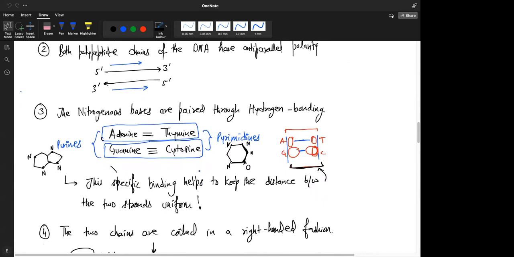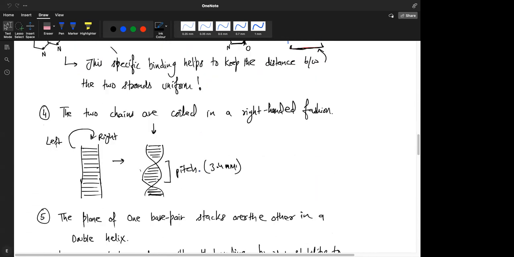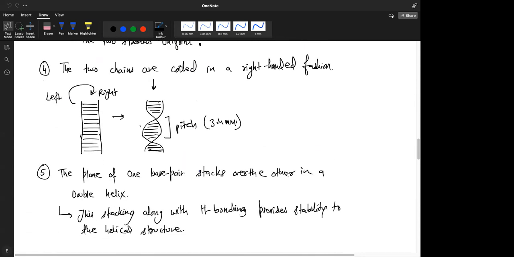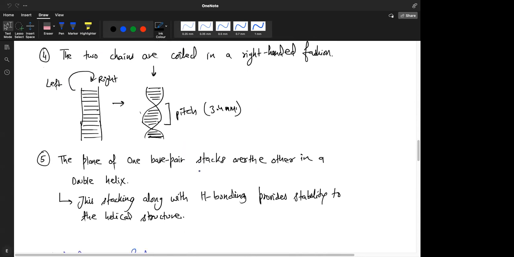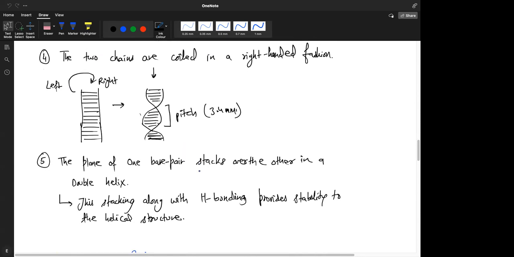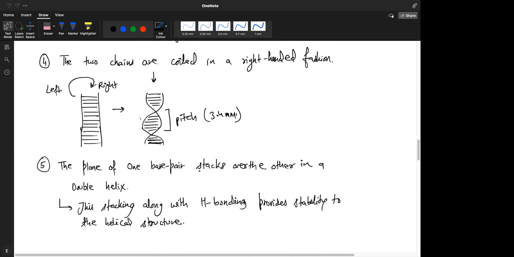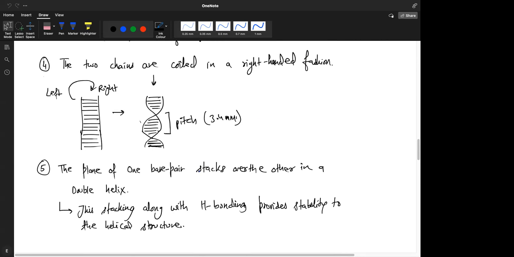The fourth point is the 2 chains are coiled in a right-handed fashion, that is clockwise. One turn is called a pitch. And the fifth point, the plane of one base pair stacks over the other in a double helix manner. The stacking along with hydrogen bonding provides stability to the helical structure.